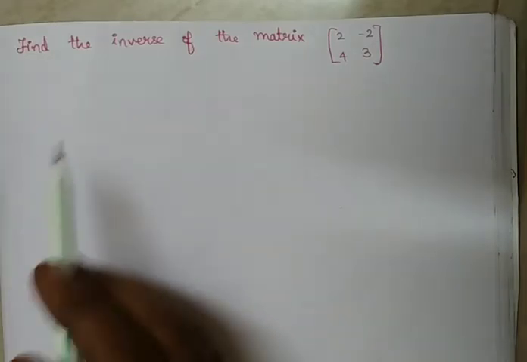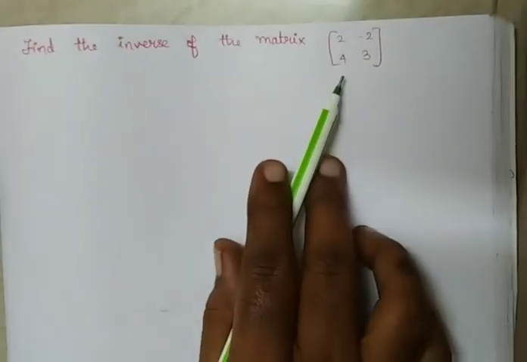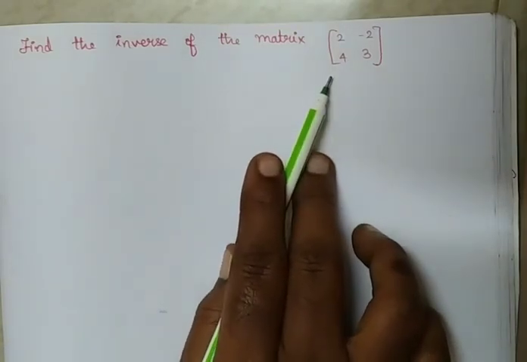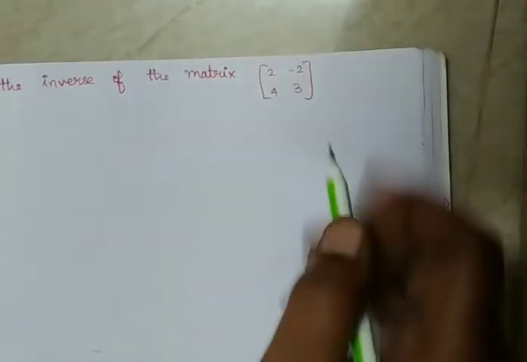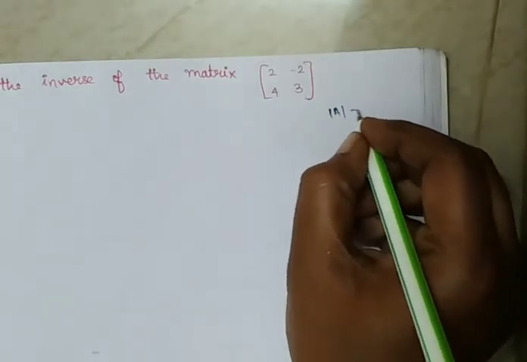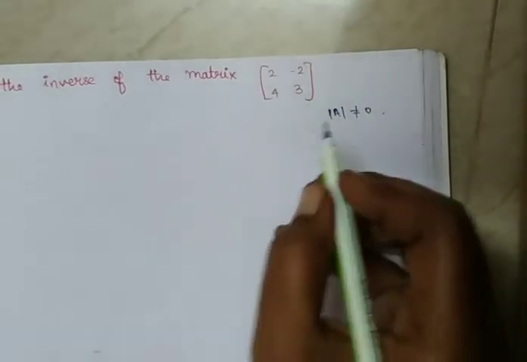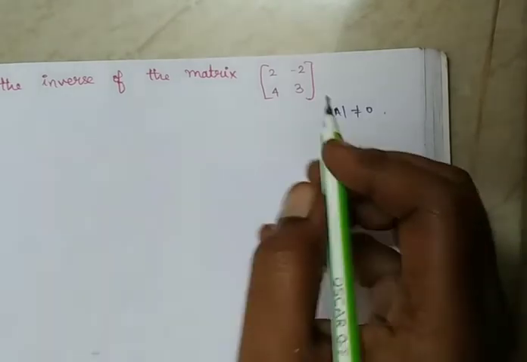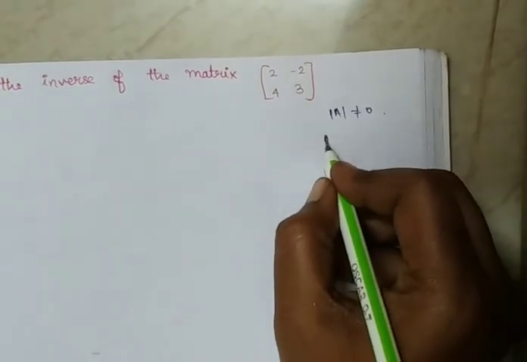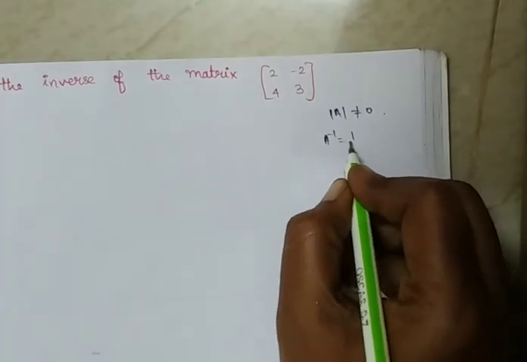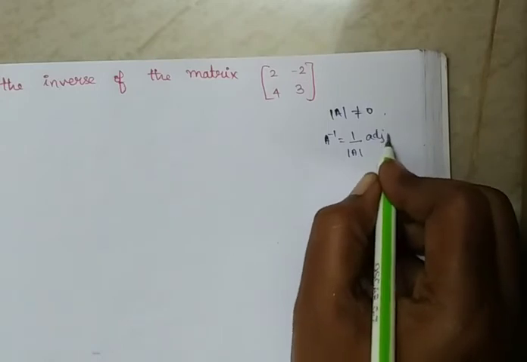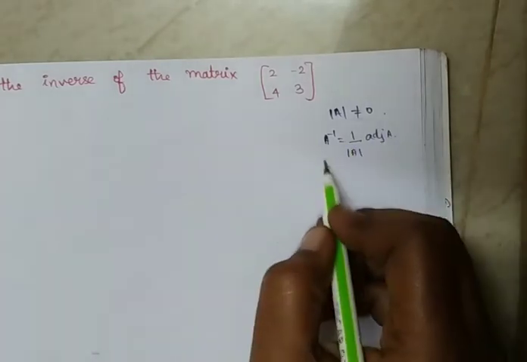The next question, find the inverse of this matrix. We know that to find the inverse, the first thing we have to check is whether the determinant value is not equal to 0 or not. After the determinant value is not equal to 0, then we can find the inverse, that is A inverse equal to 1 by determinant of A into adjoint A. This is the inverse value.